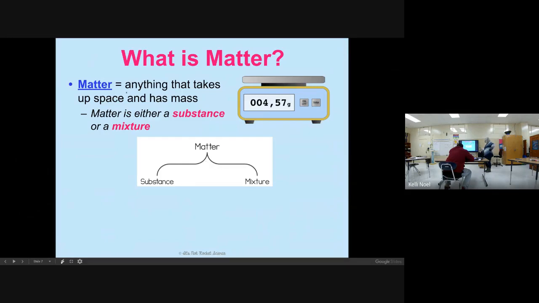All right, so matter, hopefully this is a review. You should have had this in middle school at some point, maybe even as far back as elementary. So matter is anything that takes up space and has mass. Taking up space is volume. You may have learned it as volume and has mass. So matter, we classify it two ways. We classify it as a substance or as a mixture.